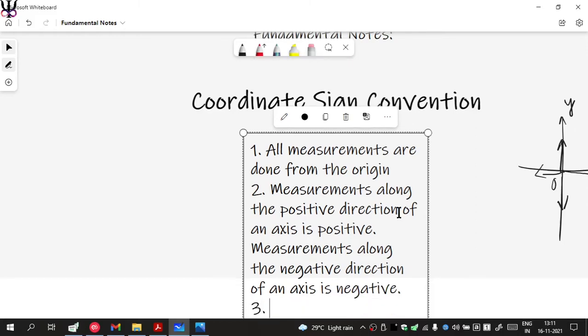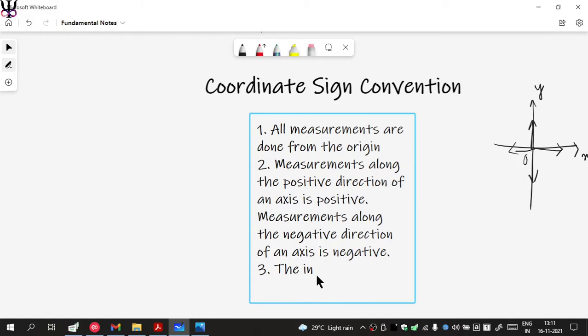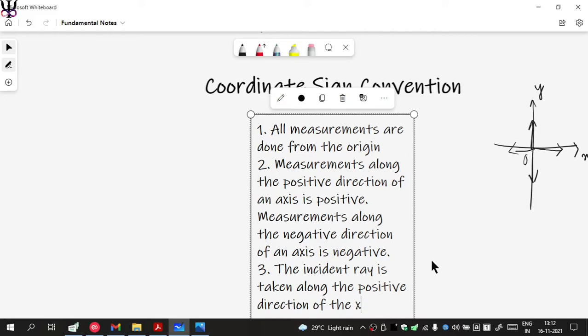Then point number 3 is that the incident ray is taken along the positive direction of the x-axis. So these are the three things that you need to remember.